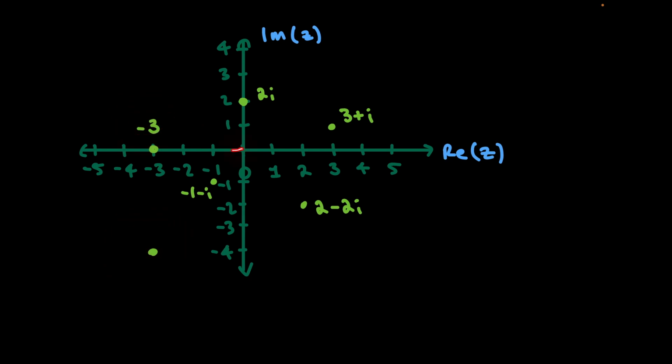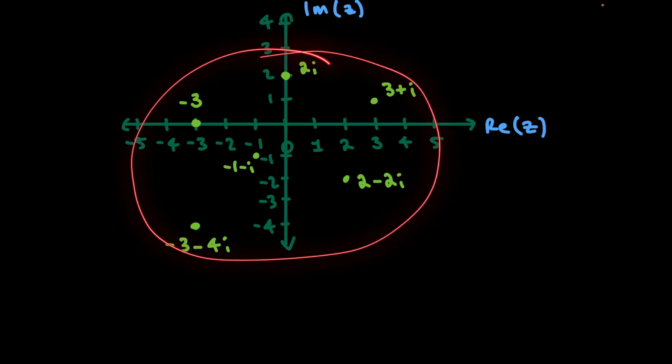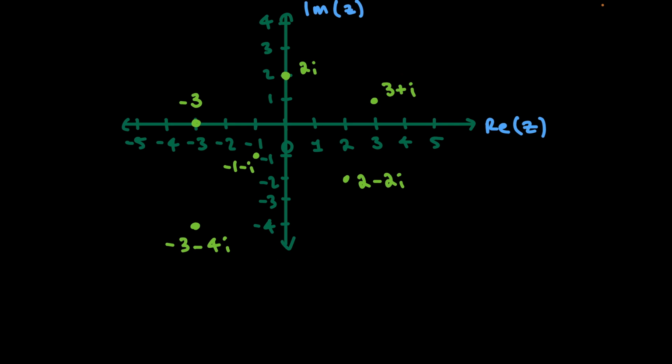And our final point is this one here. We've moved to the left by 3 units. We've moved down by 4 units. So the Cartesian coordinates are minus 3 take 4i. And that's how you represent Cartesian coordinates of complex numbers on an Argand plane.